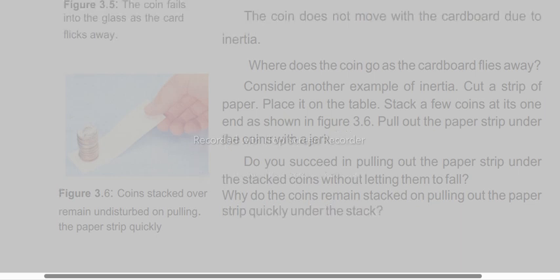Figure 3.5: the coin falls into the glass as the card flicks away. Figure 3.6: coins stacked over the paper remain undisturbed on pulling the paper strip quickly.